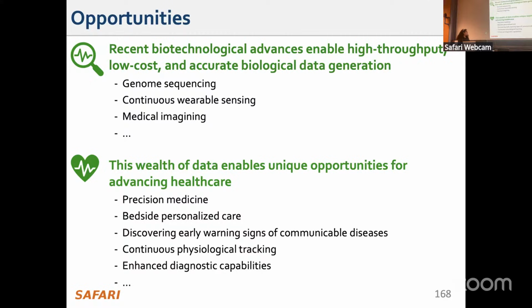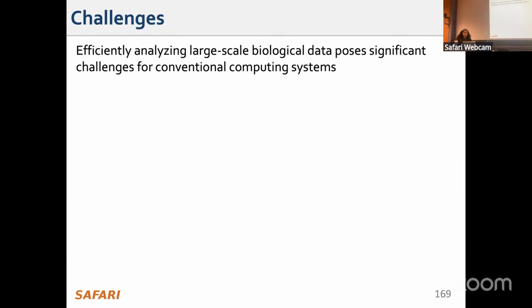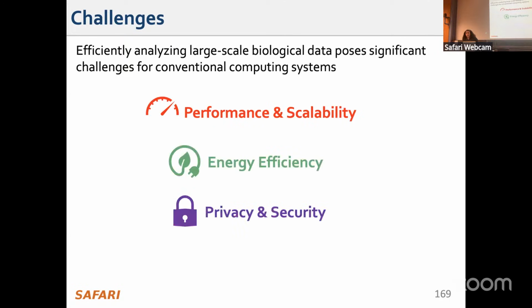And it is important, right? These are things that we should be working towards preemptively, collecting data and being able to keep up with the analysis of it. Continuous physiological tracking, enhanced diagnostic capabilities, etc. But again, the challenges are very similar to what we talked about before. We have a lot of data being generated with these sensors very quickly, but analyzing them with high accuracy leads to performance and scalability challenges, energy efficiency, privacy, security, and cost.